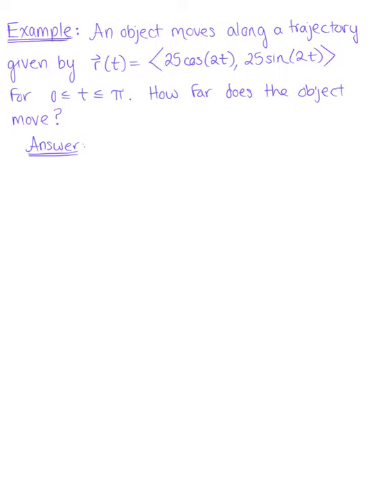An object moves along a trajectory given by the vector-valued function r of t with components 25 cosine 2t, 25 sine 2t, for t greater than or equal to 0, less than or equal to pi. And we're asked here, how far does the object move? So how far does it move? We're looking for the length of this curve.